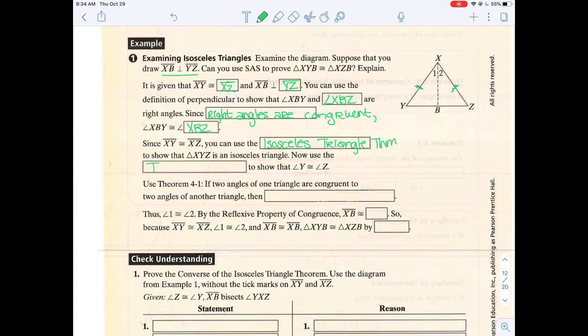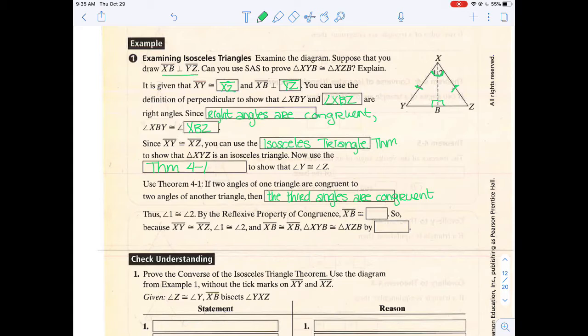Now use theorem 4.1 to show that angle Y is congruent to angle Z. Well, if two angles of one triangle are congruent, we just proved that these two are congruent. And we know these two are congruent because it's bisected. If two angles of one triangle are congruent to two angles of another triangle, then the third angles are congruent. That's theorem 4.1 from lesson 4.1.